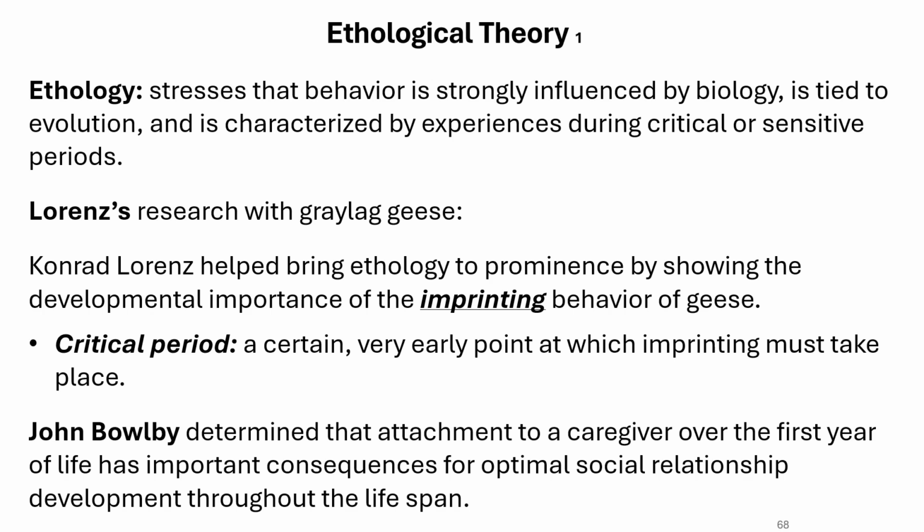Lorenz did some research with graylag geese, and he basically helped bring ethology to prominence by showing the developmental importance of the imprinting behavior of geese. So a critical period is a certain very early point at which imprinting must take place. John Bowlby is another researcher that we'll talk about during this course, and he was the person who talked about attachment theory. He determined that attachment to a caregiver over the first year of life has important consequences for optimal social relationship development throughout the lifespan.